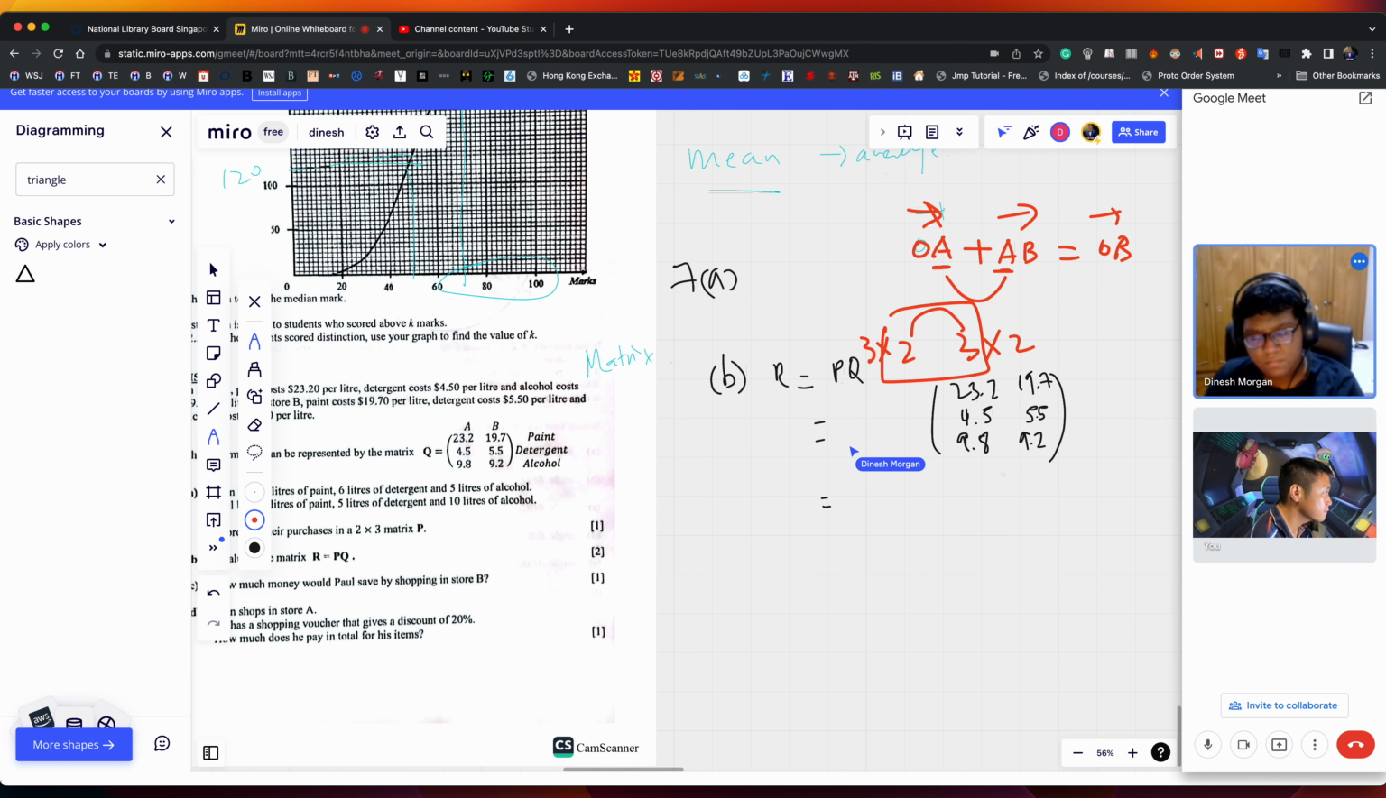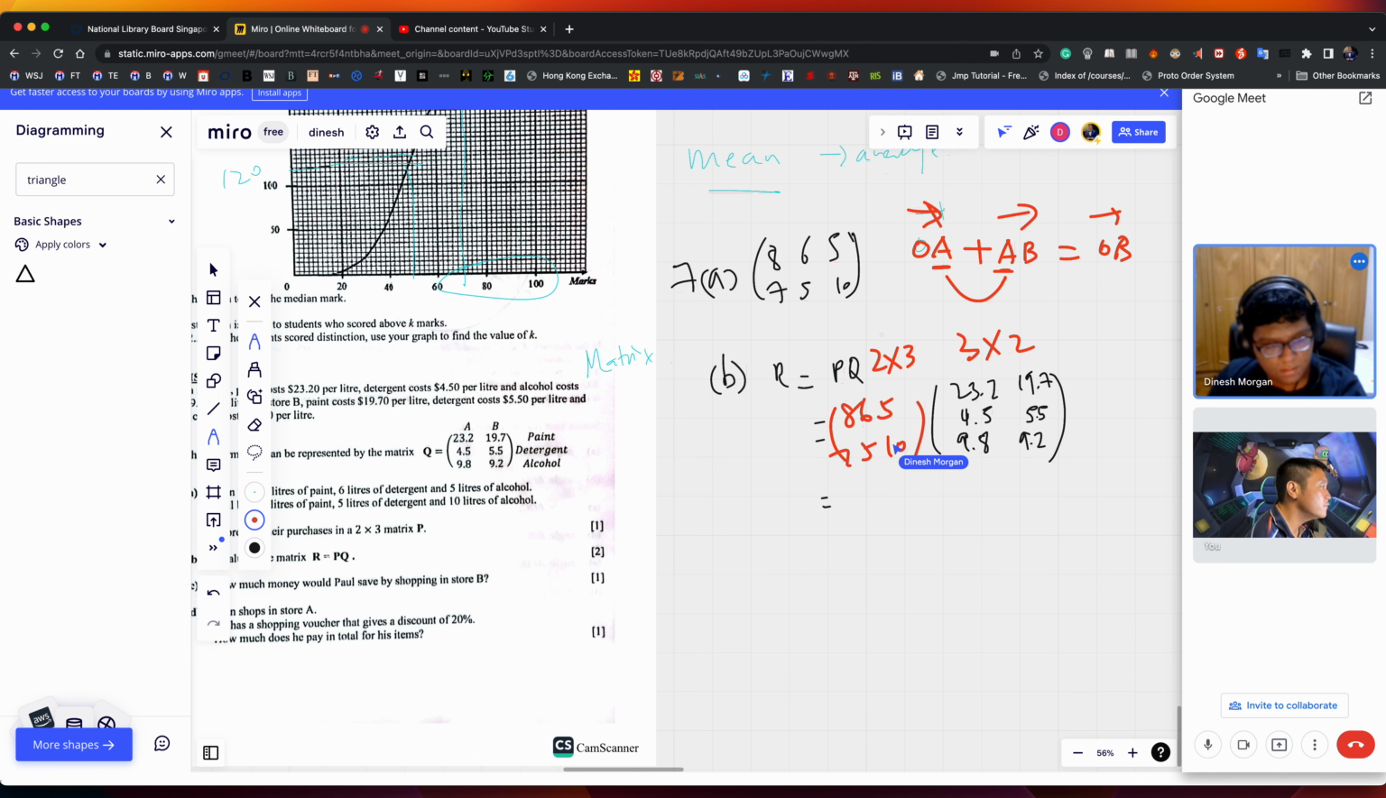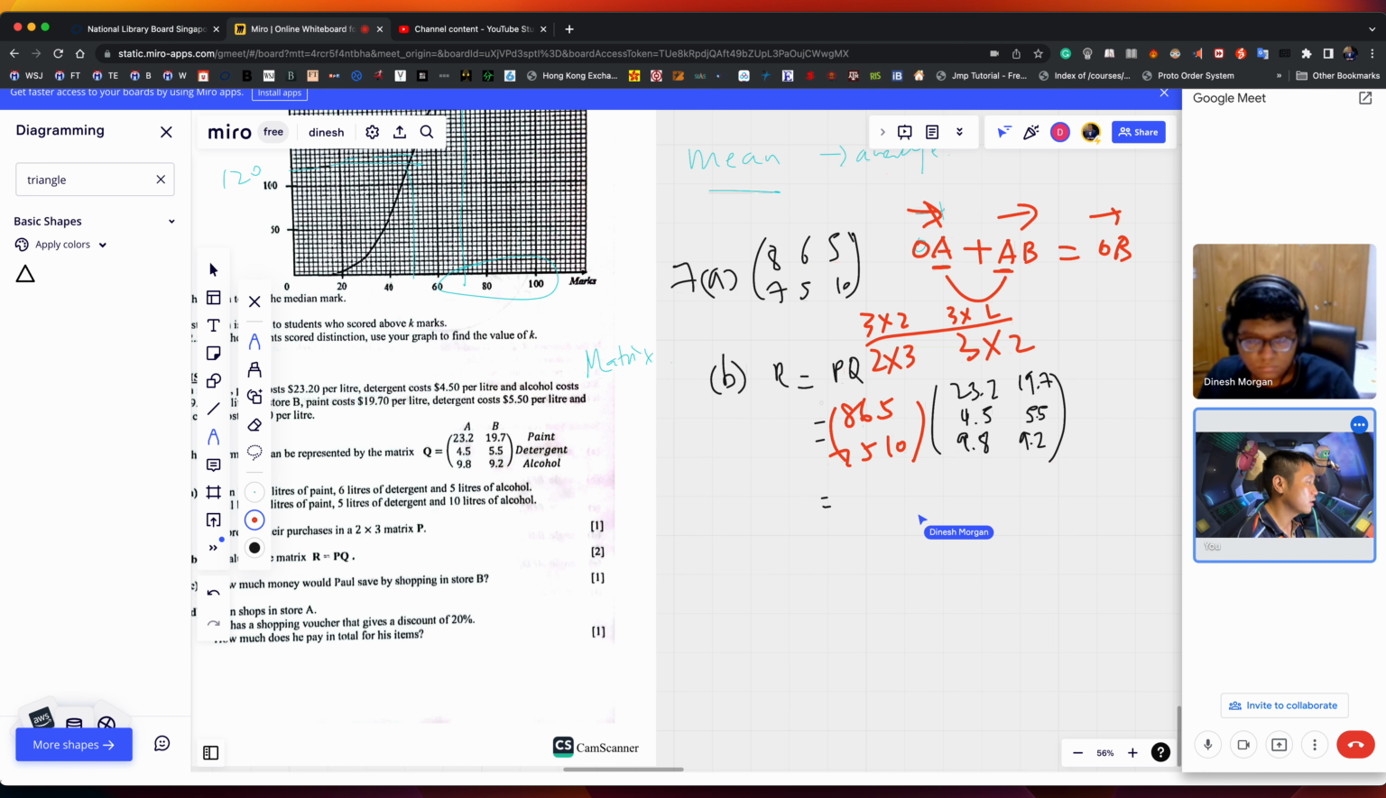So it's row by column. This has 2 rows, 3 columns: 8, 6, 5, 7, 5, 10. If you have a 2 by 3, then it works, and I'm going to show you how. If you have 3 by 2 times 3 by 2, it doesn't work. You can't.